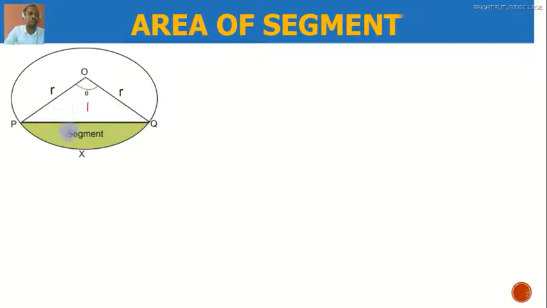You can see the triangle POQ. This is the triangle I'm talking about. POQ is an isosceles triangle. So we will first of all find the area of the sector and minus area of the triangle, and we'll be left with area of the minor segment that is here.